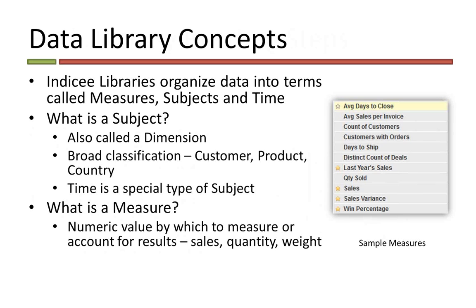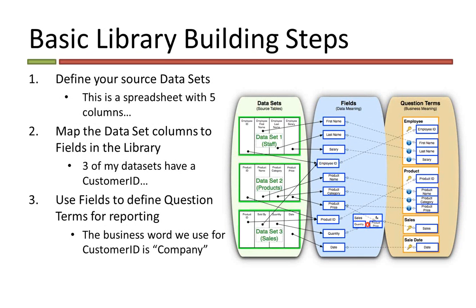So all the data really can be broken down into these 3 types of items. Now, when we go to build a library in Indicee, we certainly want to keep those concepts in mind as we're doing it. We have 3 basic steps that are required in building the library. I'm going to expand on each one of these in a moment. But we start by defining what the source data looks like.